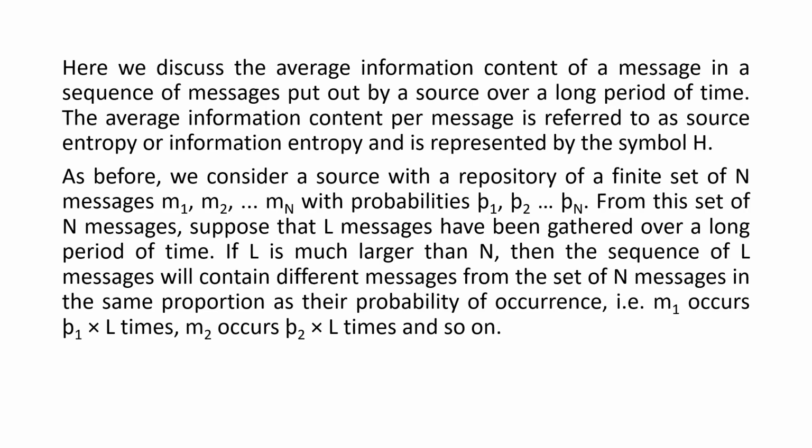From this set of n messages, suppose that L messages have been gathered over a long period of time. If L is much larger than n, then the sequence of L messages will contain different messages from the set of n messages in the same proportion as their probability of occurrence. That is, m1 occurs p1 times L times, m2 occurs p2 times L times, and so on.